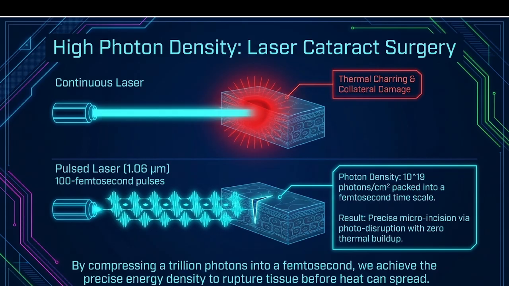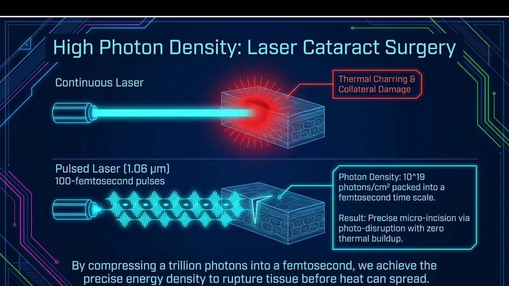So a CW laser continuously hits the photons to the skin tissue, and because the light is continuous, each and every photon will generate massive energy, which can be converted into thermal energy, and that can rupture the tissue.